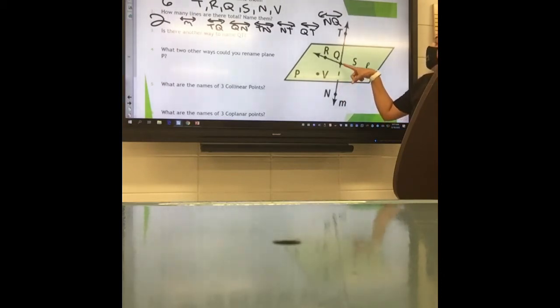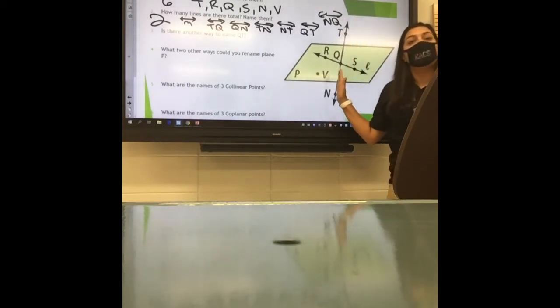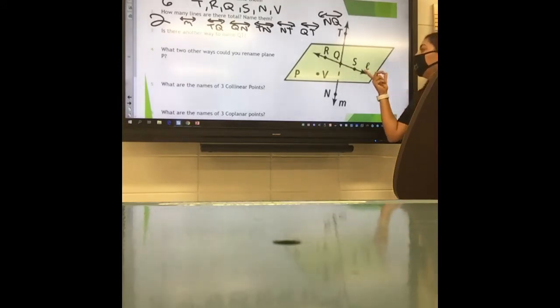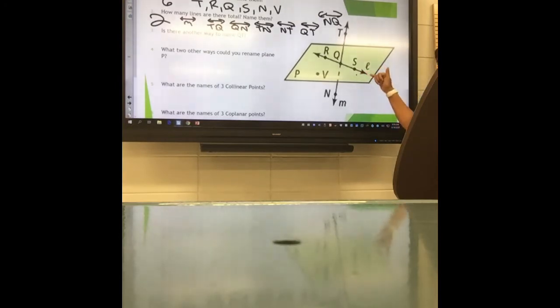NQ, QN, NT, TN, QT. Okay, so that's just for that line. For example, there's 3 points, which means we have 7 ways to label one line. Do I need you to write them all? No. Do you need to be able to understand how to pick and read them? Absolutely. So if we looked at the second line, you could label it RS, QS, SQ, SR, line L. There's lots of different ways to label this second line.